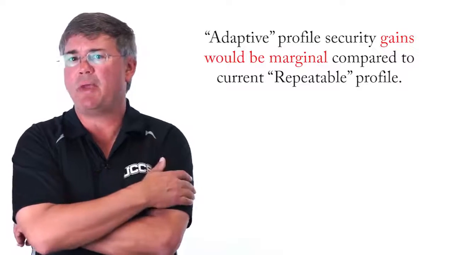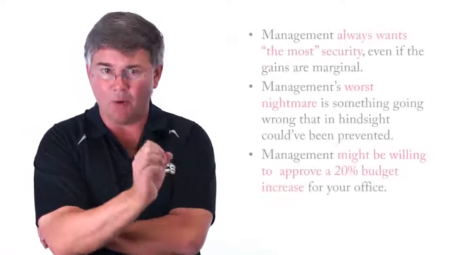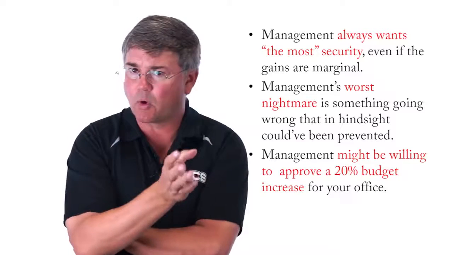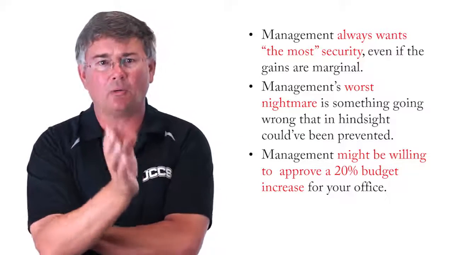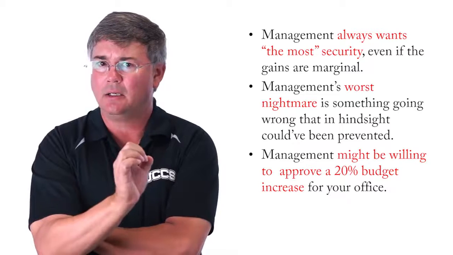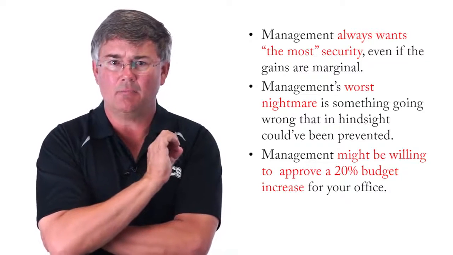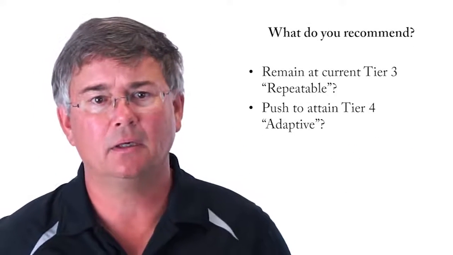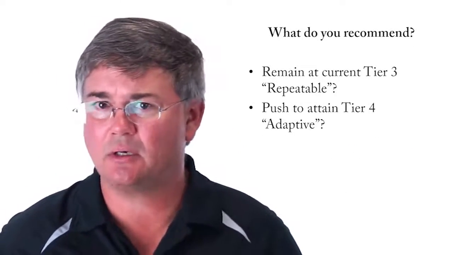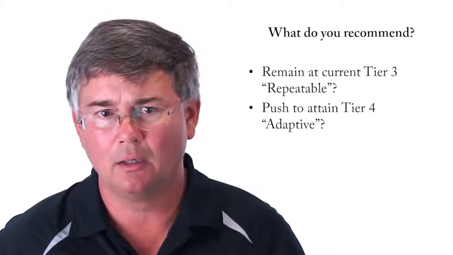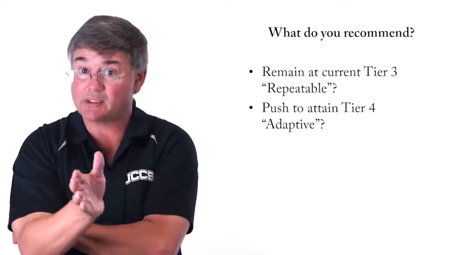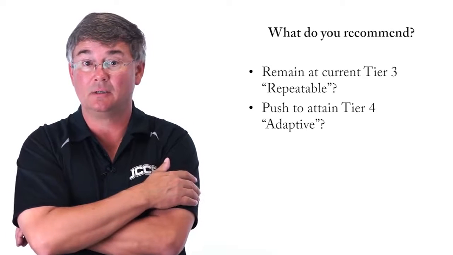Of course, department management always wants the most security, even if the gains are marginal. Their worst nightmare is something going wrong that in hindsight could have been prevented. Maybe they would approve a 20% budget increase for your office. What do you recommend? Should you push for the next tier level or remain where you are? What is your answer? Pause the video if necessary to consider your response.